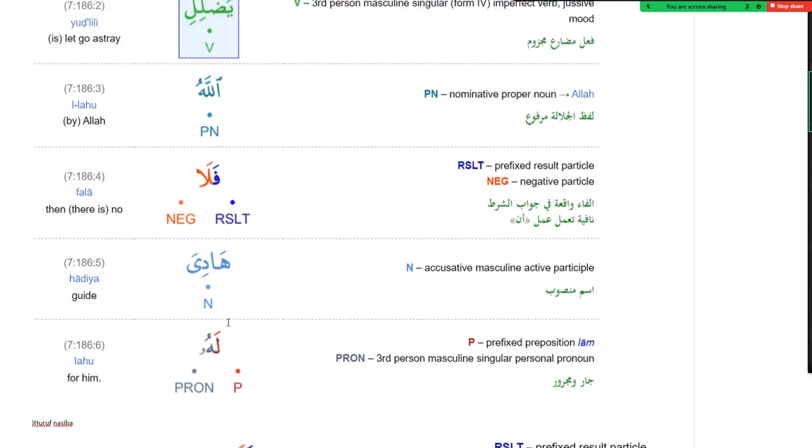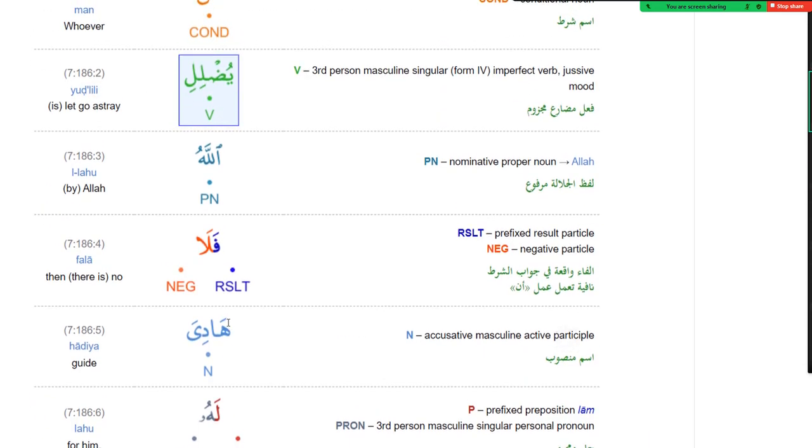Yudlilillahu fala hadiya lah. Which is the word? Inshallah. The conditional article man, it makes the mudari after it majzoom. So it was, what was it? It was yudillu. It became yudlil, right? And since there to join it with the word Allahu, there's a temporary kasra, yudlilillahu.